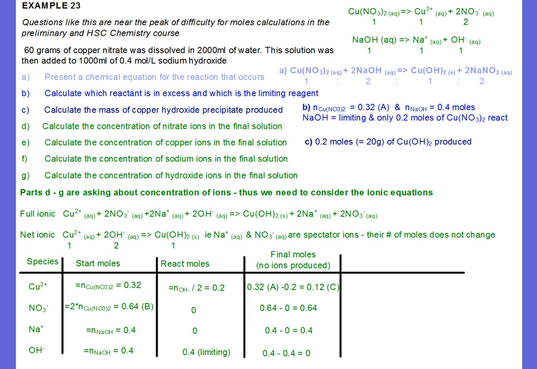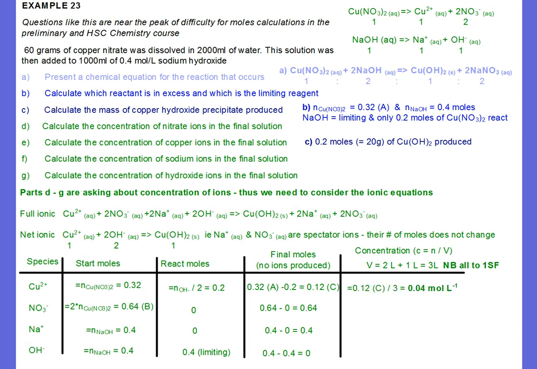But the question asks for the concentrations. That's our last step. What's the concentration? Well, concentration is moles divided by volume. We can't forget we've actually got a big volume. We've mixed 2,000 mL with 1,000 mL. The total volume these ions are dissolved in is going to be 3 litres. And note, all these numbers are to one significant figure.